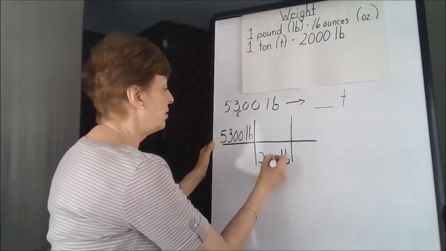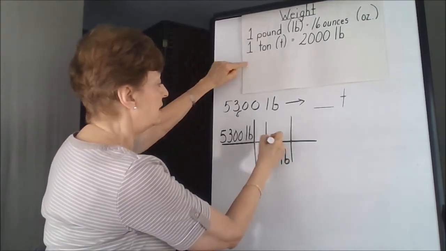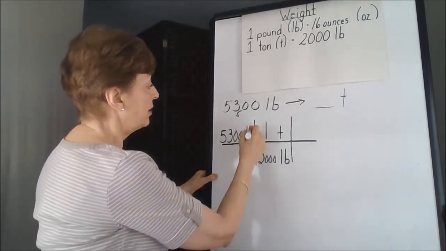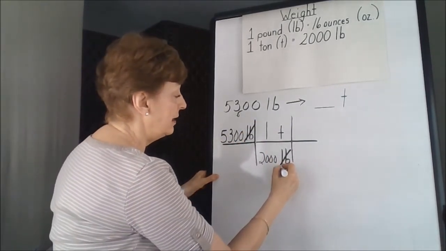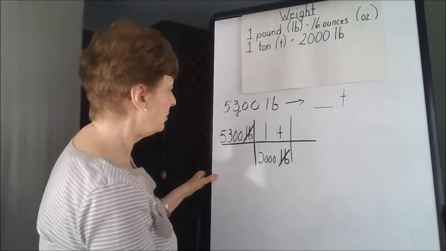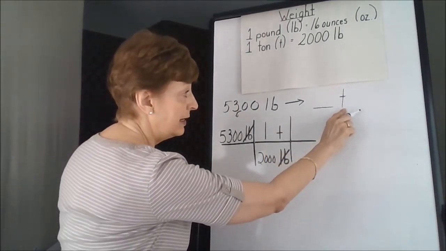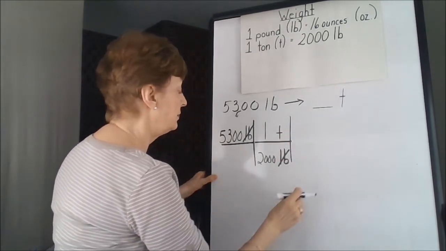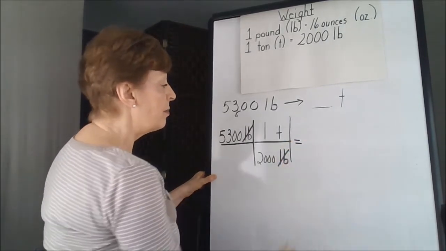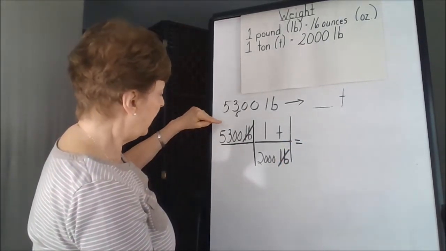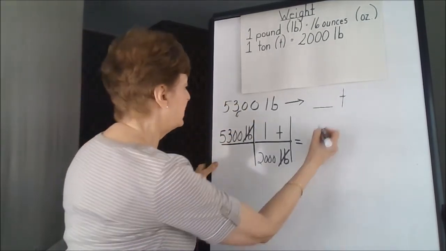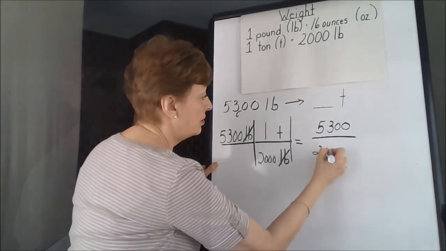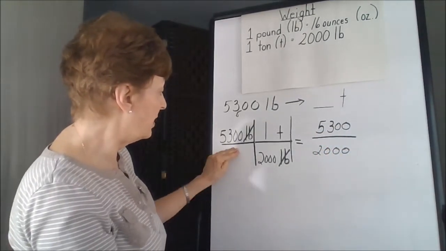So 2,000 would go here, and 1 ton would go on the top. Now we're allowed to eliminate the label pound. Ton is the label of our answer, so we know we can stop with our boxes. Now the math calculation. We can multiply tops, multiply bottoms. So 5,300 and 2,000. You may have noticed that you could cancel some of the numbers on the diagonal.